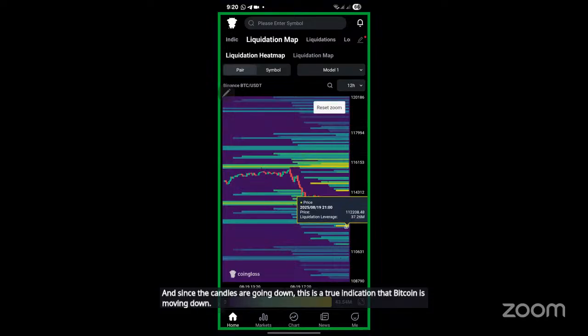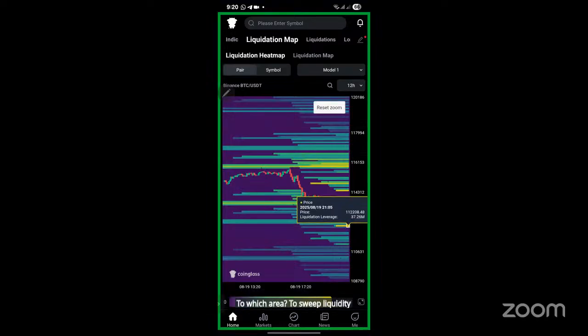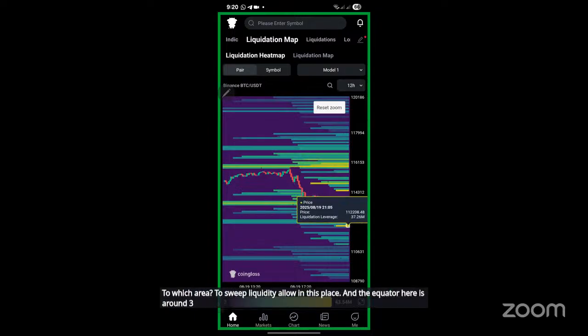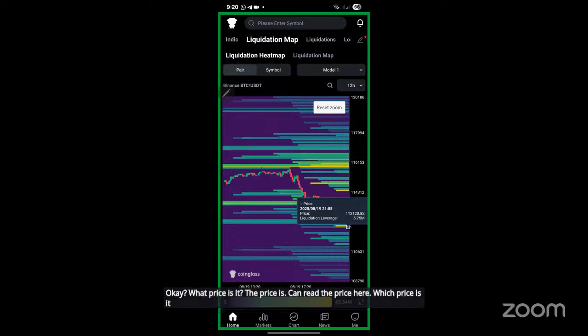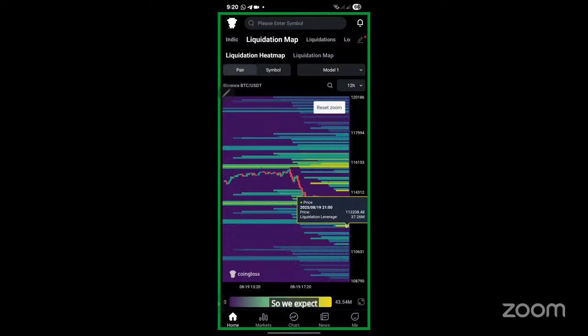To which area? To sweep liquidity around this place. And the liquidity here is around 37.26 million. Okay, what price is it? The price is, you can read the price here. Which price is it? 112. So we expect BTC to hit $112,000 and then go up.